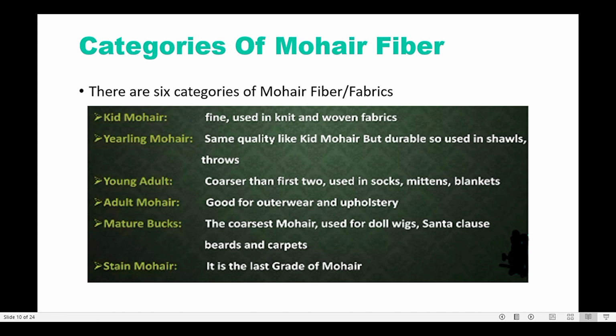Fifth category is the coarsest mohair, used for doll wigs, Santa Claus beards, and carpets, as it has a different application with respect to its category. The last is satin mohair, the last grade of mohair. So these are known as the different grades of mohair fiber with respect to their end use applications.